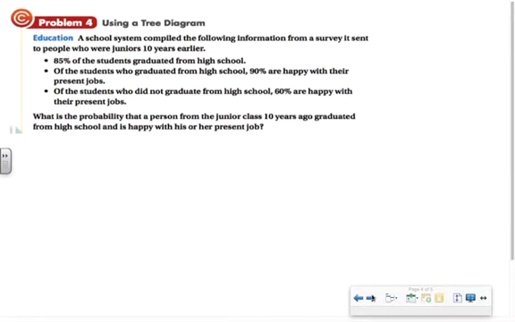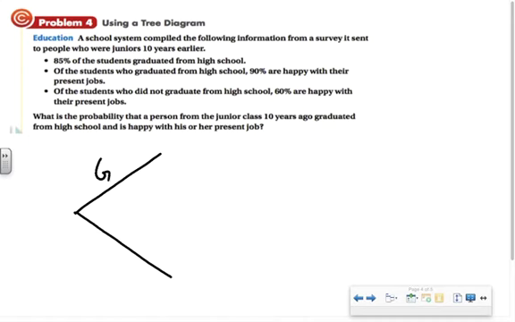So the reason why I wanted to do that example using that formula is because here we don't have a contingency table. We just have a bunch of data. And you see that in the problem 4 title, it says using a tree diagram. So this problem is talking about how it starts with 85% of students graduating from high school. And then it talks about of the percent of the students that graduated, 90% are happy with their jobs, whereas those that didn't graduate from high school, 60% are happy with their jobs. So we're going to use a tree diagram to diagram that data.